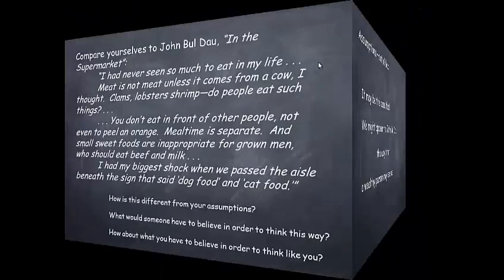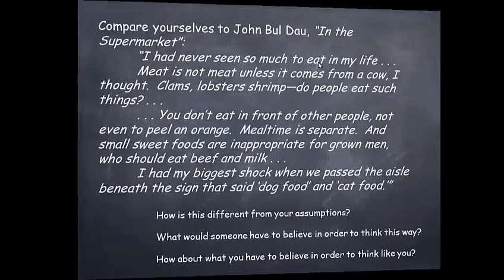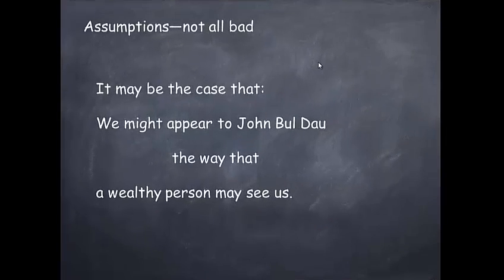If we were to take these examples, we've got John Boldow. We've got the millionaire here who's worth nothing, he says. It may be the case that we might appear to John Boldow the way that a wealthy person may see us. It may be, in fact, quite a difference to notice how someone with extreme wealth or used to extreme wealth views us, and how that might actually be compared to someone who's entered into a culture of affluence where people have a lot of stuff, such as when John Boldow comes into an American supermarket.